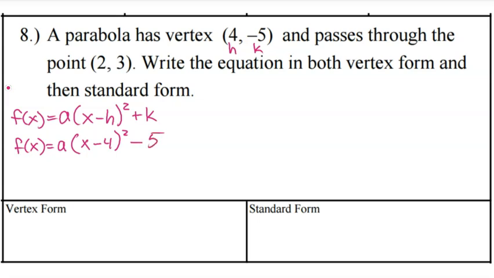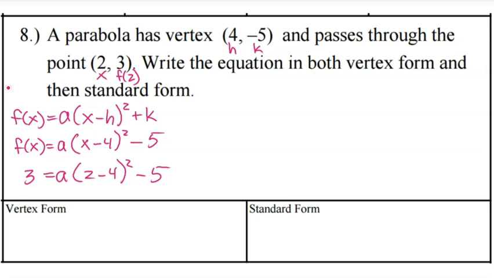All right, so now we just need to solve for a. Well, how are we going to solve for a? What we're going to do is take this 2, this is an x, and this is a y. But y also means f of x, okay? Really it's actually f of 2, because the x is 2. So we're going to put the 3 here, and we're going to put the 2 here. So we're going to have 3 is equal to a times 2 minus 4 squared minus 5. And we're going to solve for a.